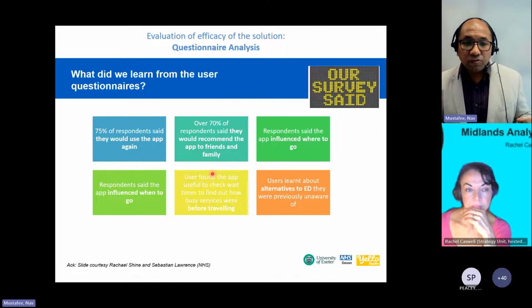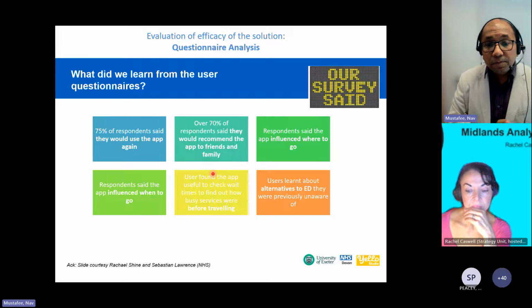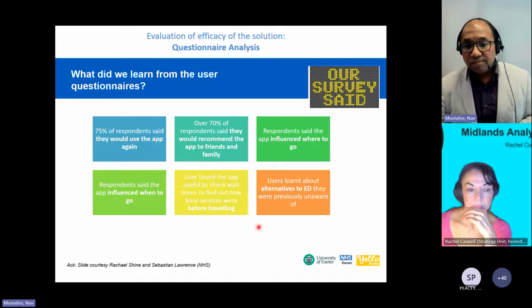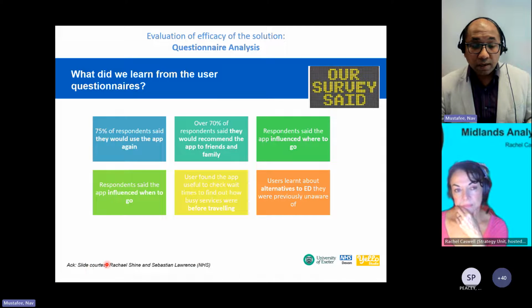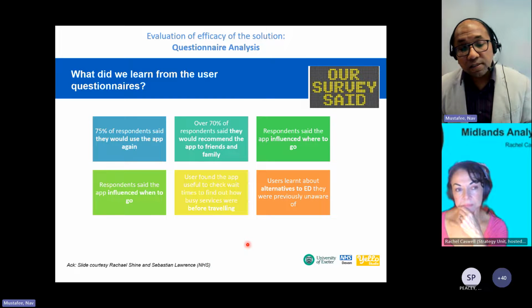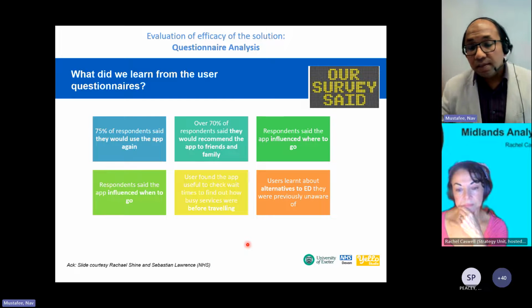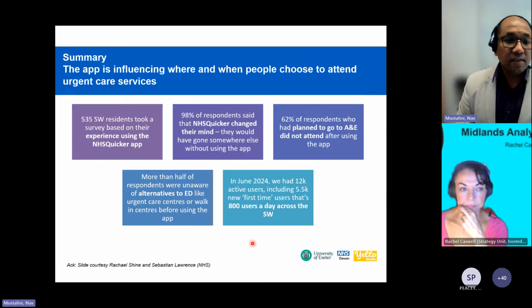So 75% of the respondents said that they would use this app again. 70% said they would recommend it to family and friends, and they use the app to learn about alternatives. The acknowledgement on this slide is to a couple of people from the NHS, Rachel Shine and Sebastian Lawrence, who we are working with for NHSquicker 3. So we give them the data and then they create it for internal dissemination, I think.